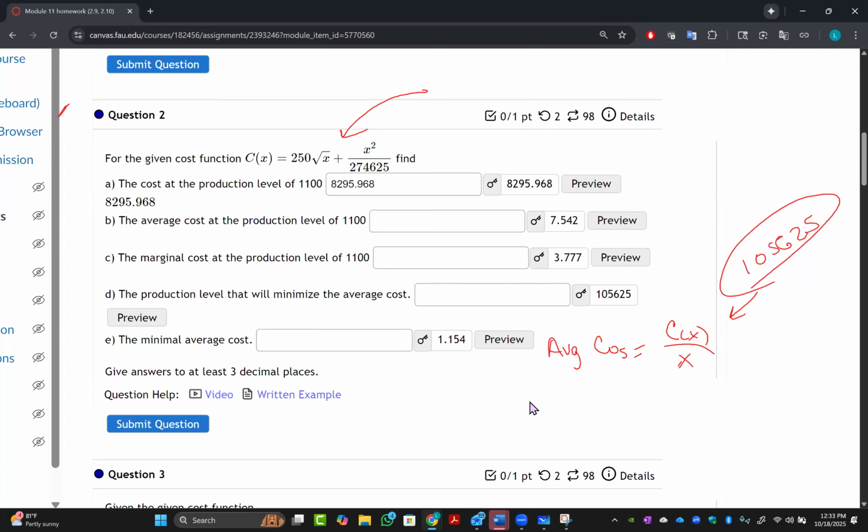Okay, so now do you understand what we're doing? We want to find out how many items to make to minimize how much it costs me per item, right? So I take the derivative, set it equal to 0, and I found out that if I make 105,625, that would be the optimal amount I should make to minimize the average cost, right?